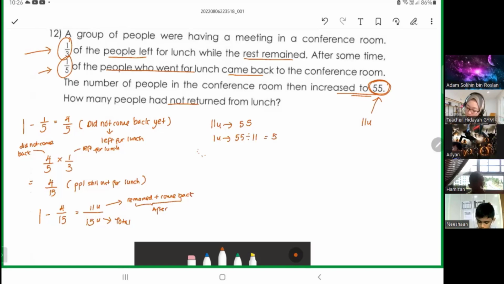I want to know how many people have not returned. Did not return means this one, right? Still out for lunch, 4 units. 5 times 4 equals 20. Done. Okay? Take note of the answer.